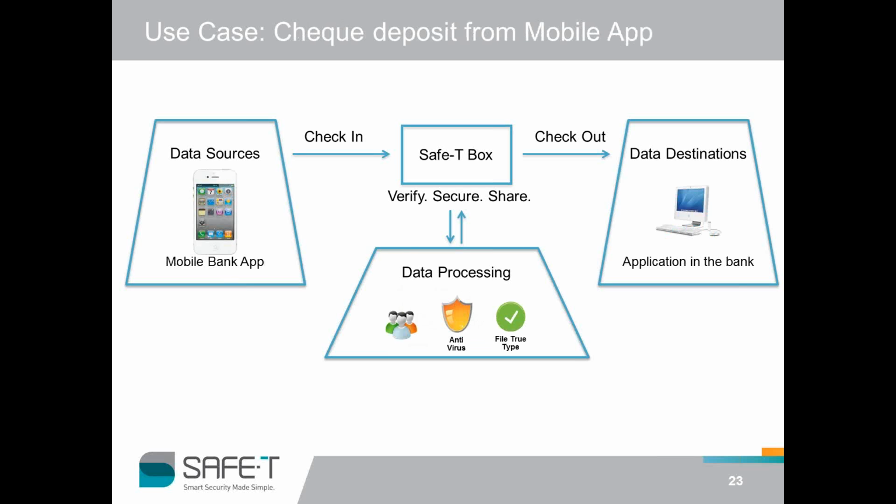In this use case, there is a bank which is utilizing the safety box to deposit checks from a mobile application. So in this case, the data source is outside of the organization. It's actually a mobile bank application. But once the check is scanned and processed through the mobile bank application, it will arrive at the safety box, which will run authentication, antivirus, file true type, and make sure that there is no malware or any other zero-day attack within the image of the check. And then, in the checkout process, it will be sent into an application in the bank where a banker can process the check.